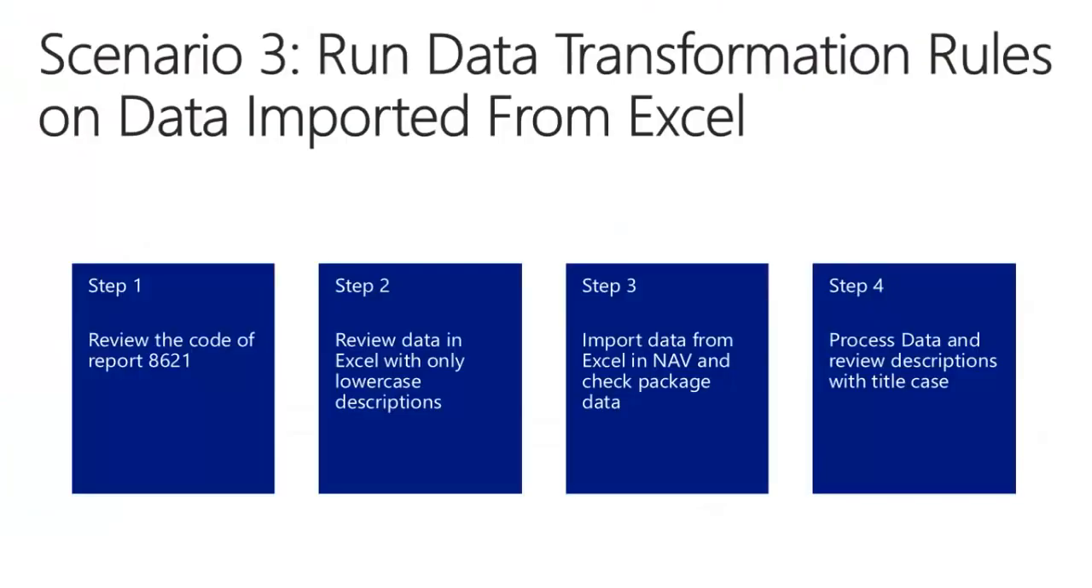In the third scenario of this How Do I video, I will run data transformation rules on data imported from Excel. I will do this by first reviewing the code of report 8621. Then I will review the data in Excel with only lowercase descriptions. I will import data from Excel in NAV and check the package data. And then I will process the data and review descriptions with title case.